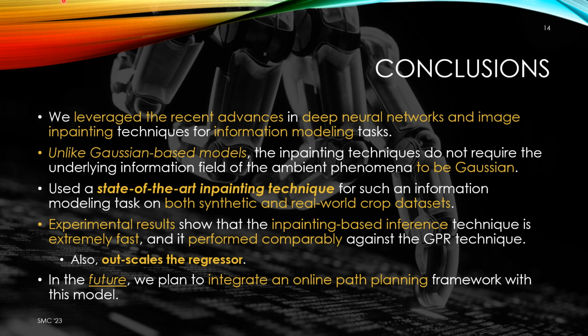So in conclusion, we can say that we leverage the recent advances in deep neural networks and image inpainting techniques for information modeling tasks. Unlike Gaussian-based models, the inpainting techniques do not require the underlying information field of the ambient phenomena to be Gaussian. We used a state-of-the-art inpainting technique for such an information modeling task on both synthetic and real-world crop datasets. Experimental results show that our proposed inpainting based inference technique is extremely fast, and it performs comparably against the GPR technique. Also, it outscales the GPR regressor.